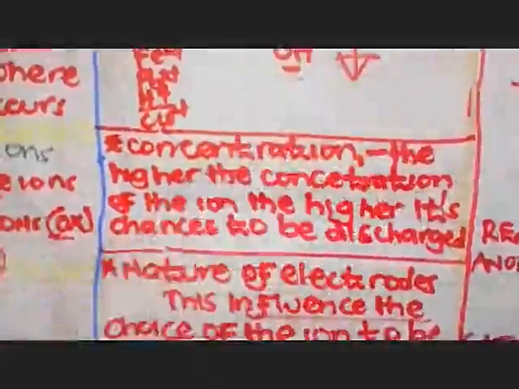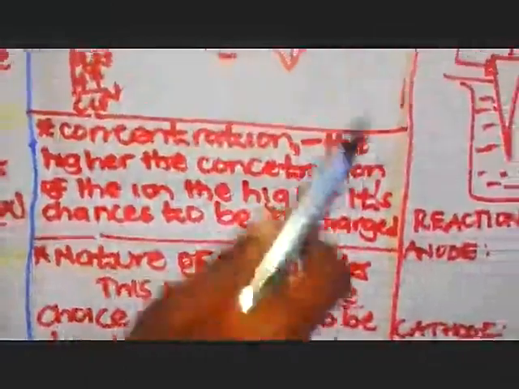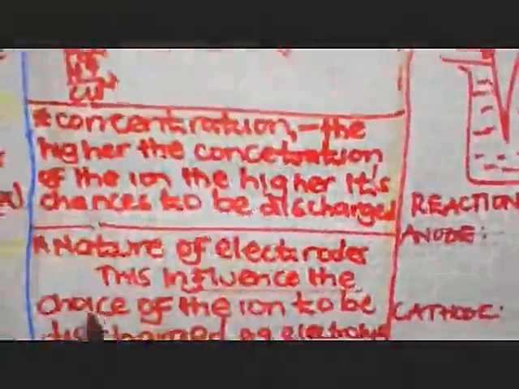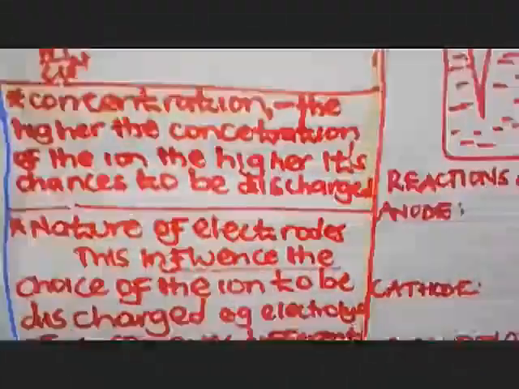Remember, by discharging we mean migrating to a particular terminal. The terminal can be positive, that is the anode, or negative, that is the cathode. Don't forget that at the cathode we have the positive ions, cations, and at the anode we have the negative ions, the anions. At the anode there is oxidation, and at the cathode there is reduction. Oxidation is losing electrons; reduction is gaining electrons.